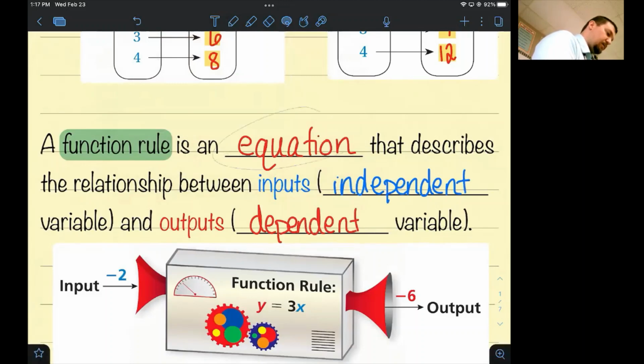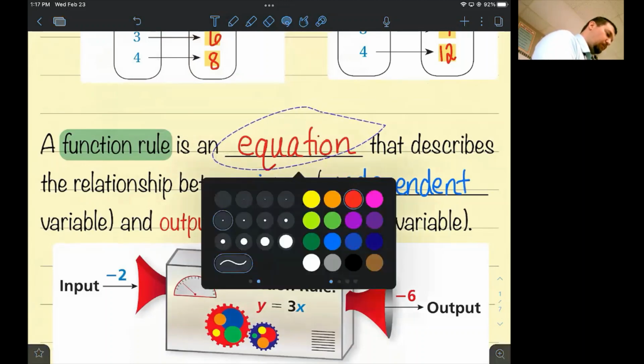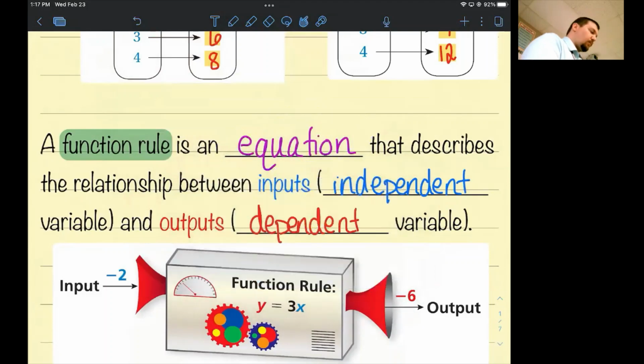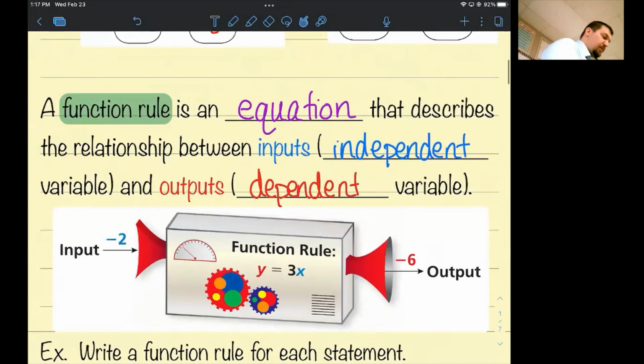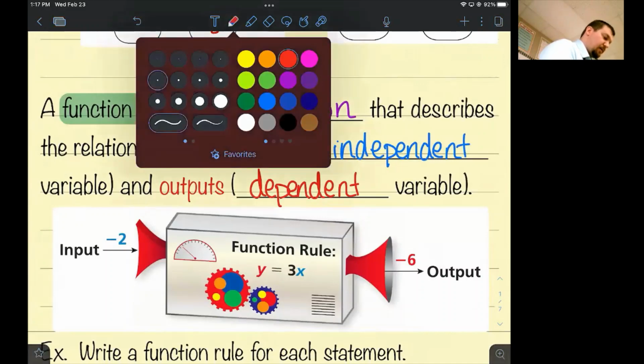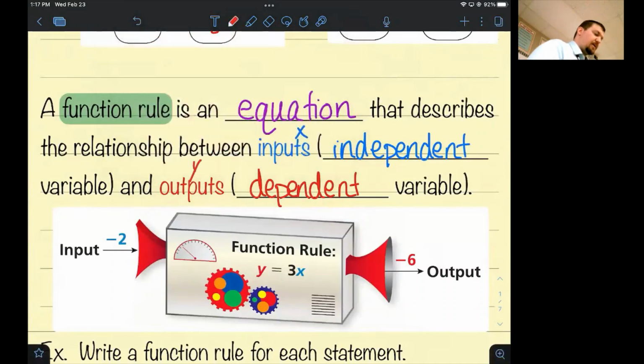All right, so the inputs, that is the x variable. The outputs is the y variable. And so this is a function rule. It's just simply an equation. Like the last one we had was y equals 3x. So when we plug in -2, we input -2, we output -6. If we input 7, we're going to output 21.